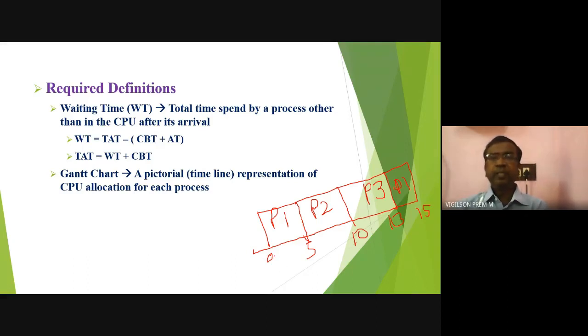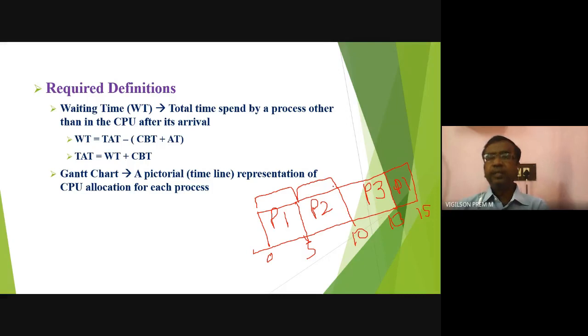Process P1 spends its time in the CPU from second 0 to 5. From time T0 to T5, five seconds, process P1 spent its time in the CPU. Then the CPU is allotted to process P2. P2 is executing in the CPU from the 5th second to the 10th second.